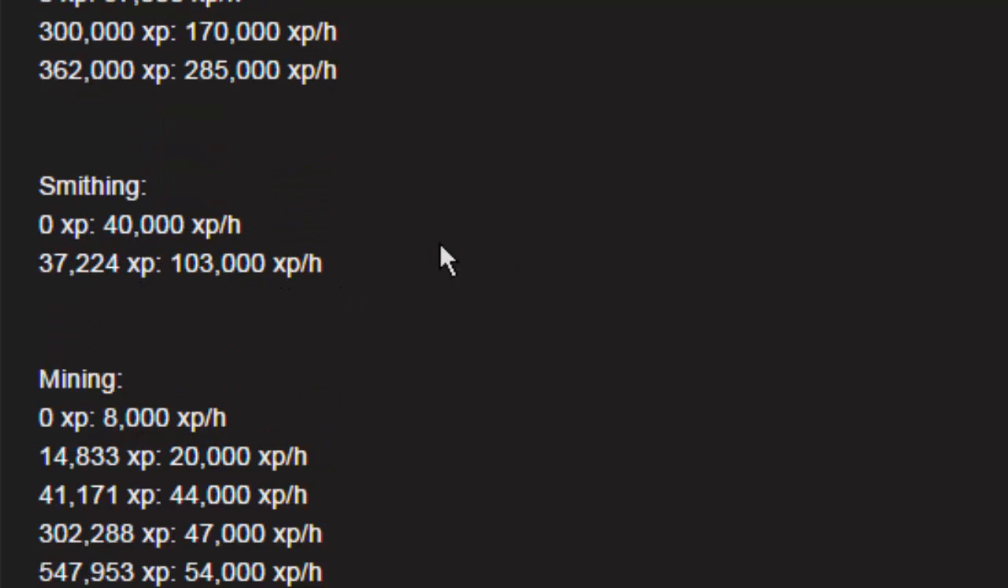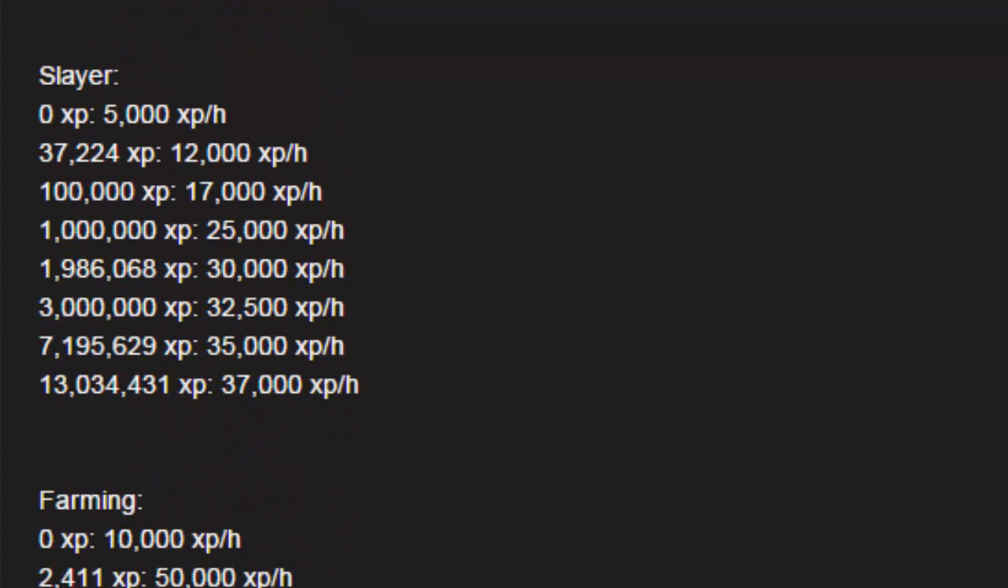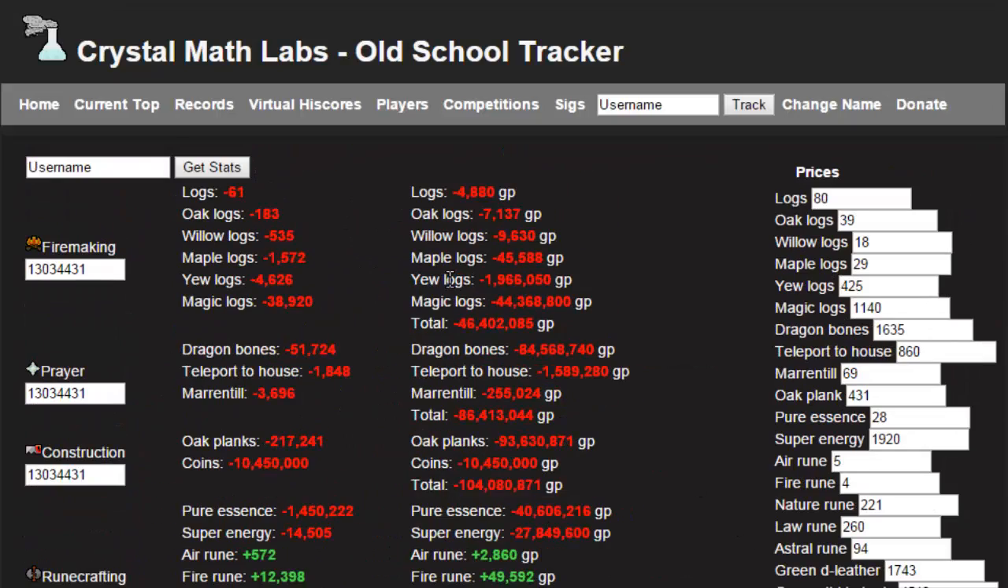But firemaking EHP, that one's very hard to achieve. 445k XP per hour. You have to be doing it perfectly basically to get that right. And I believe construction EHP is also very difficult. Yeah, 410k is pretty hard to get with construction. But yeah, that's a basic explanation of how EHP works.